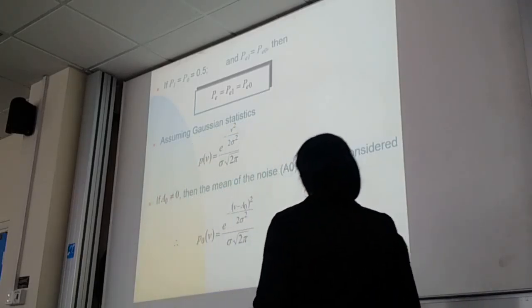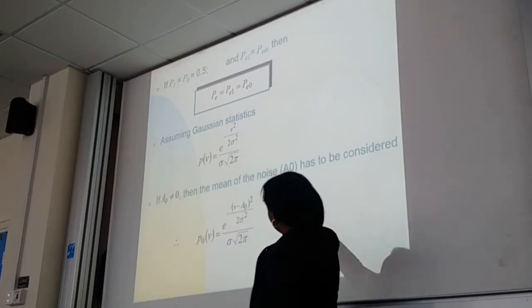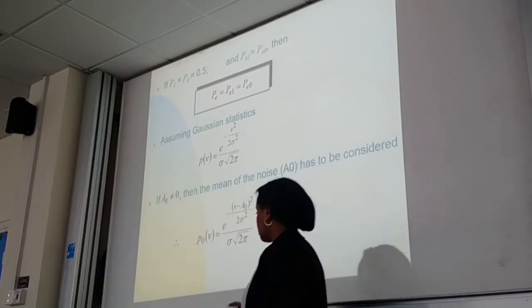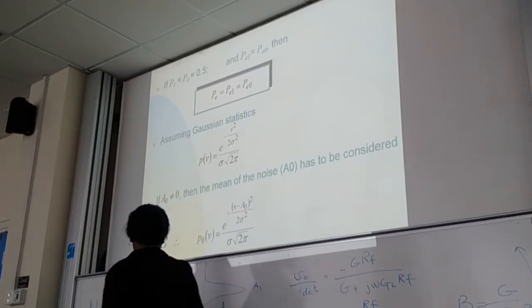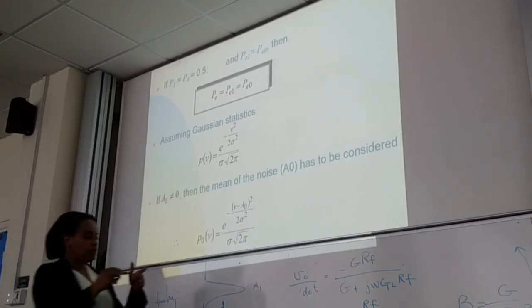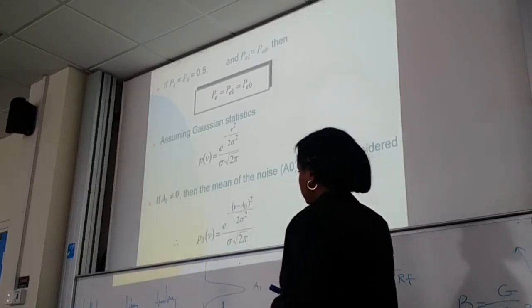Okay, so now we said our distribution is a Gaussian distribution, and for us here, if you want to consider A0 not equal to 0, as I have shown here, if this is 0, and this is A0, and this is A1, so A0 is not equal to 0. So we have to have the Gaussian distribution where the mean is not equal to 0, as you can see here.